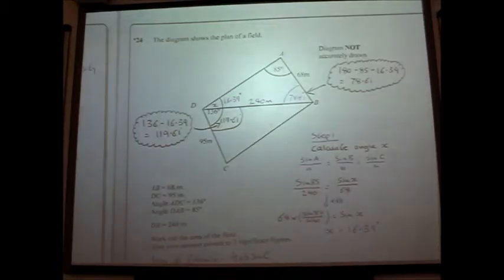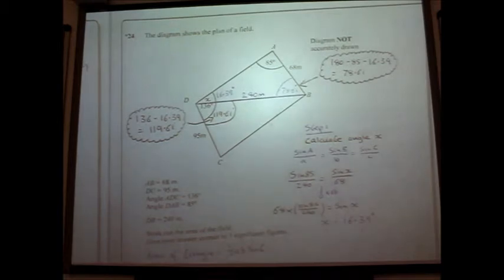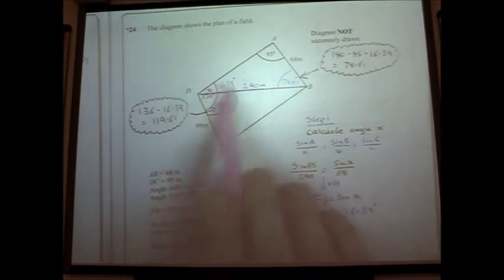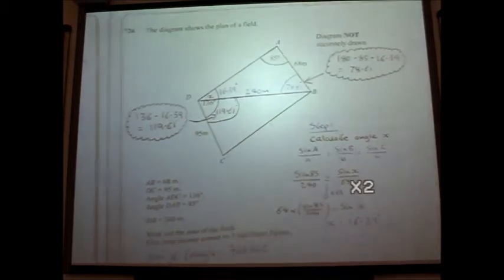Question 24. This one is really nasty, but you are given a bit of information in the question that is not shown on the diagram, which to be honest is quite unusual. It says here that dB is 240 metres. So I've drawn on that line dB, which is 240 metres. I hope you can see that.